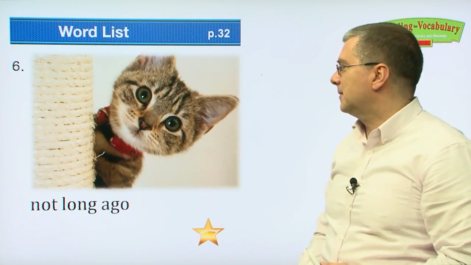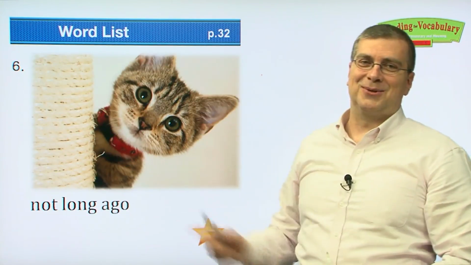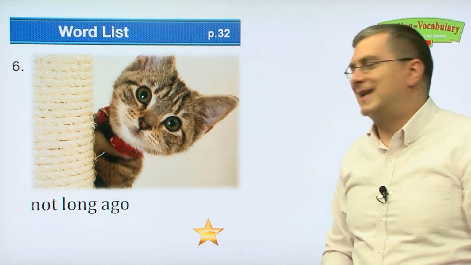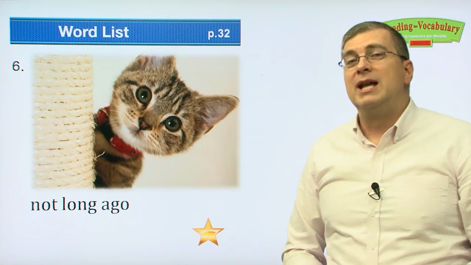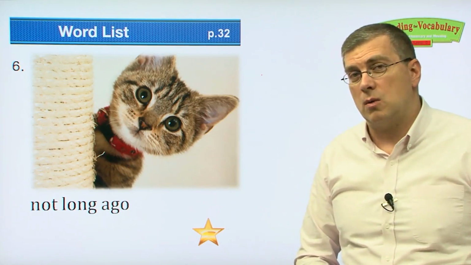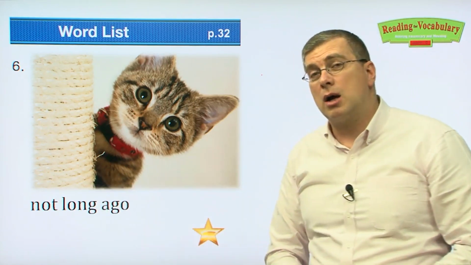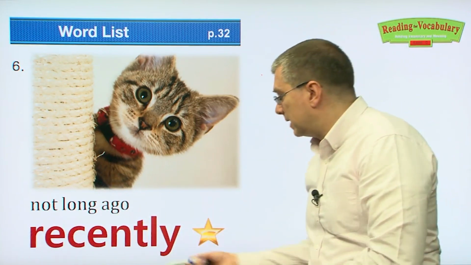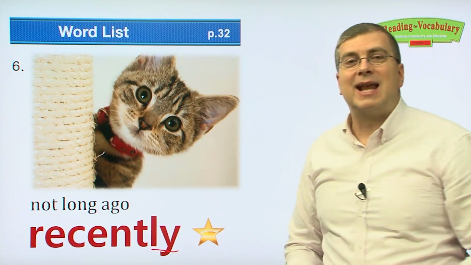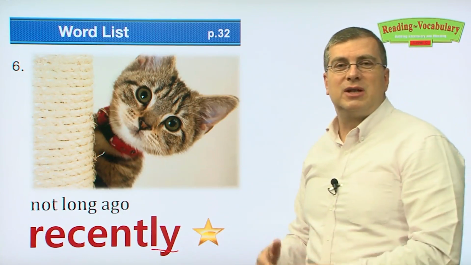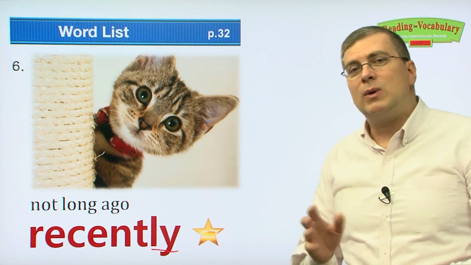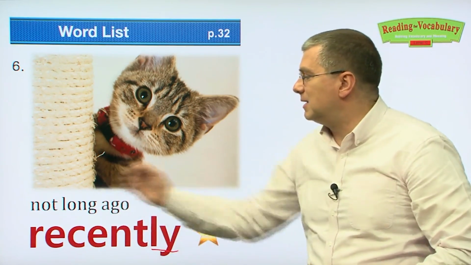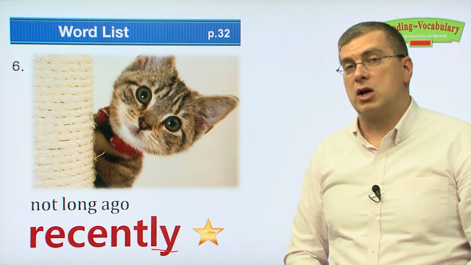Okay. Here's a cute picture. What's going on with this kitten, right? It's a kitten, a baby cat. So it was born not long ago. Another word for not long ago, we can say recently. Recently. So when we add ly, it's an adverb. It describes when it happened. Recent, well, how recent? It was recently, okay? So recently means it was not long ago.